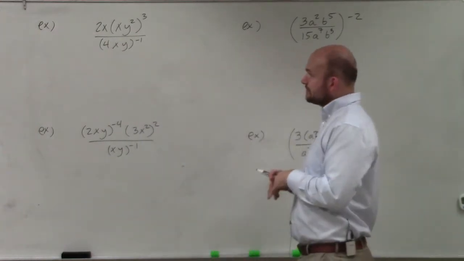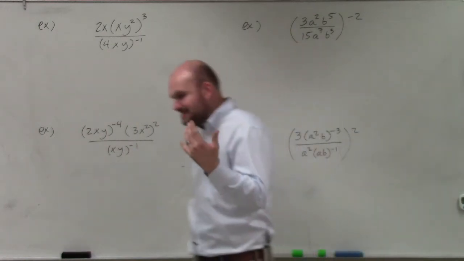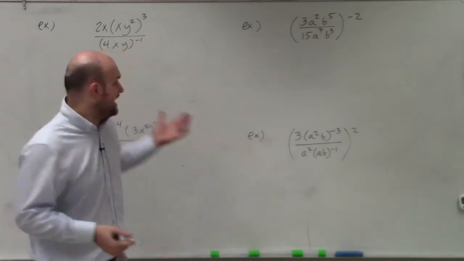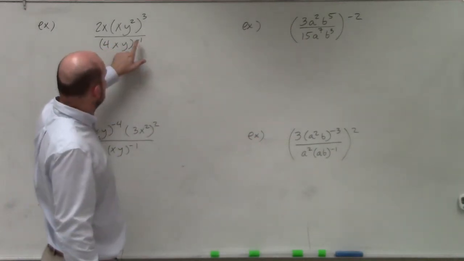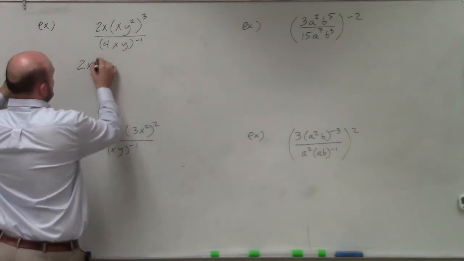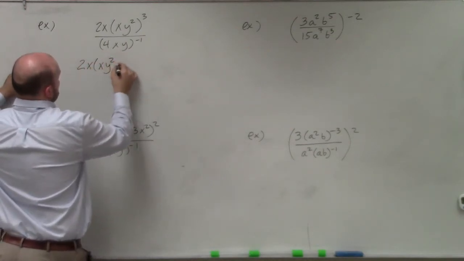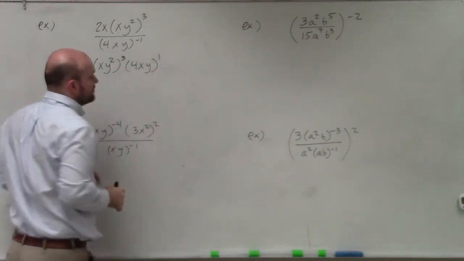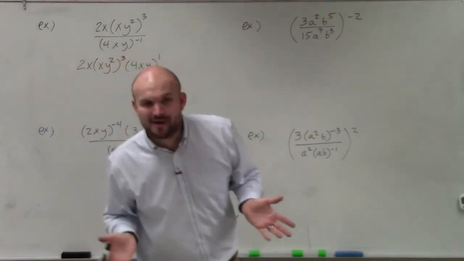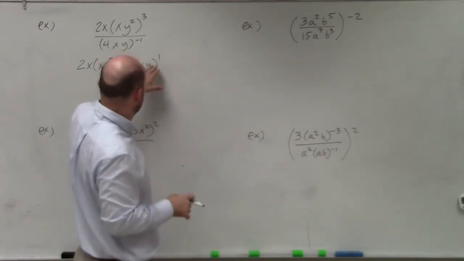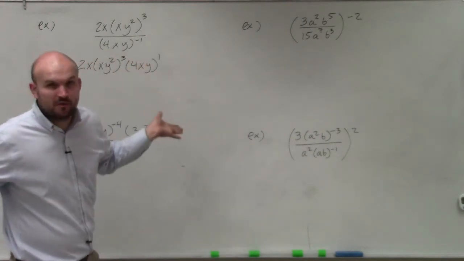The first thing that I typically like to do, whenever I see a negative, is get rid of the negative first. Here I have the negative in the denominator, so I understand I can rewrite this as a positive by bringing it up, to the positive first power. What's nice about bringing it to the positive first power is I realize I don't really need to do anything. 4xy to the first power is just 4xy.